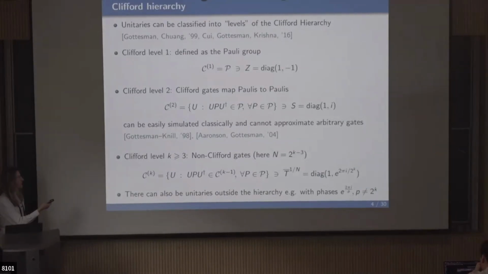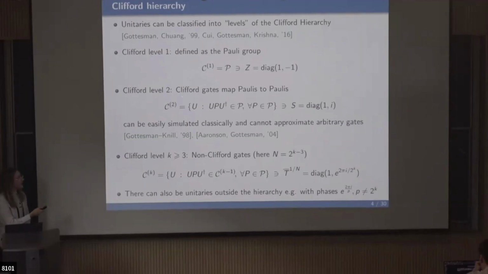Now, just to review the Clifford hierarchy, the Pauli group is defined as level 1. Then the Clifford operators conjugate Paulis into Paulis, as we know. And then recursively, one can define level k in the Clifford hierarchy to be the unitaries that conjugate the Paulis into level k-1.